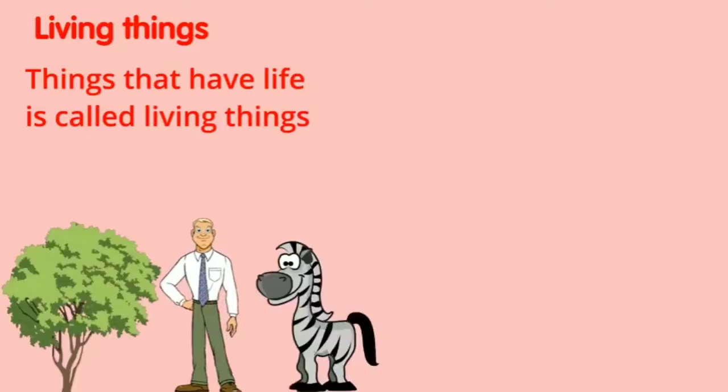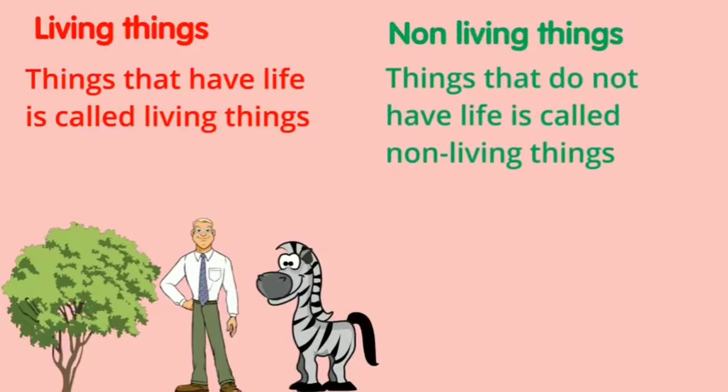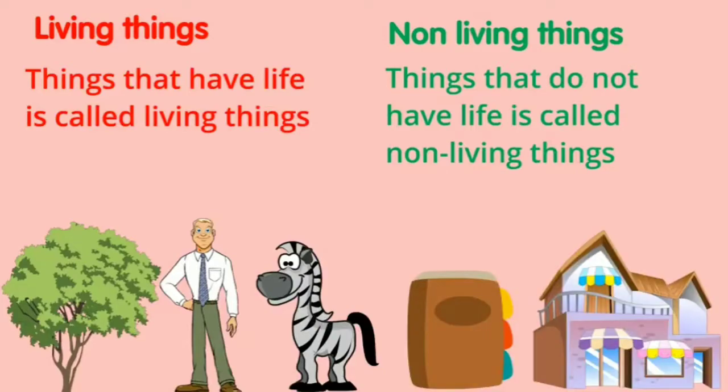Living things. Things that have life are called living things. Example, human, trees, animals. Non-living things. Things that do not have life are called non-living things. Example, book, house, pen, etc.